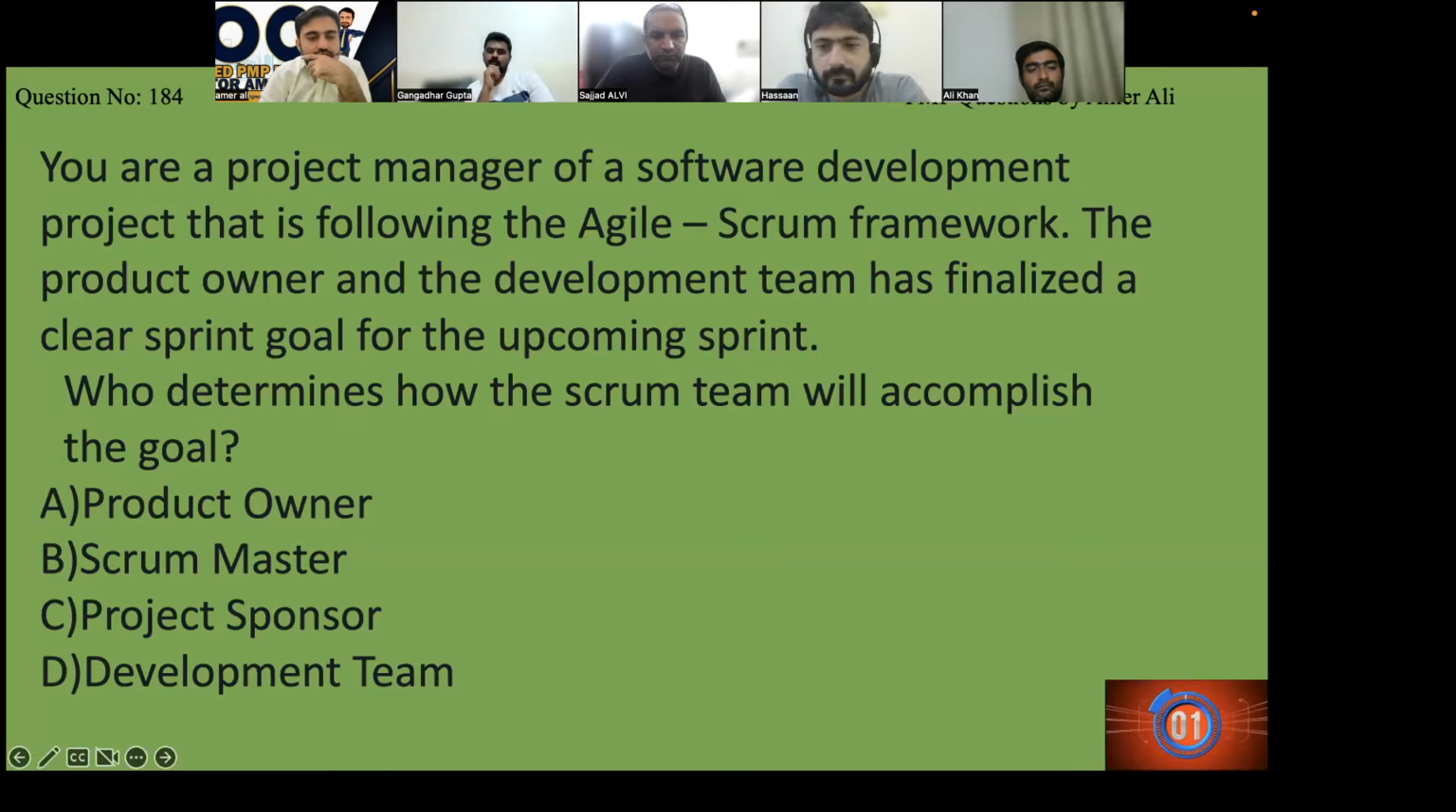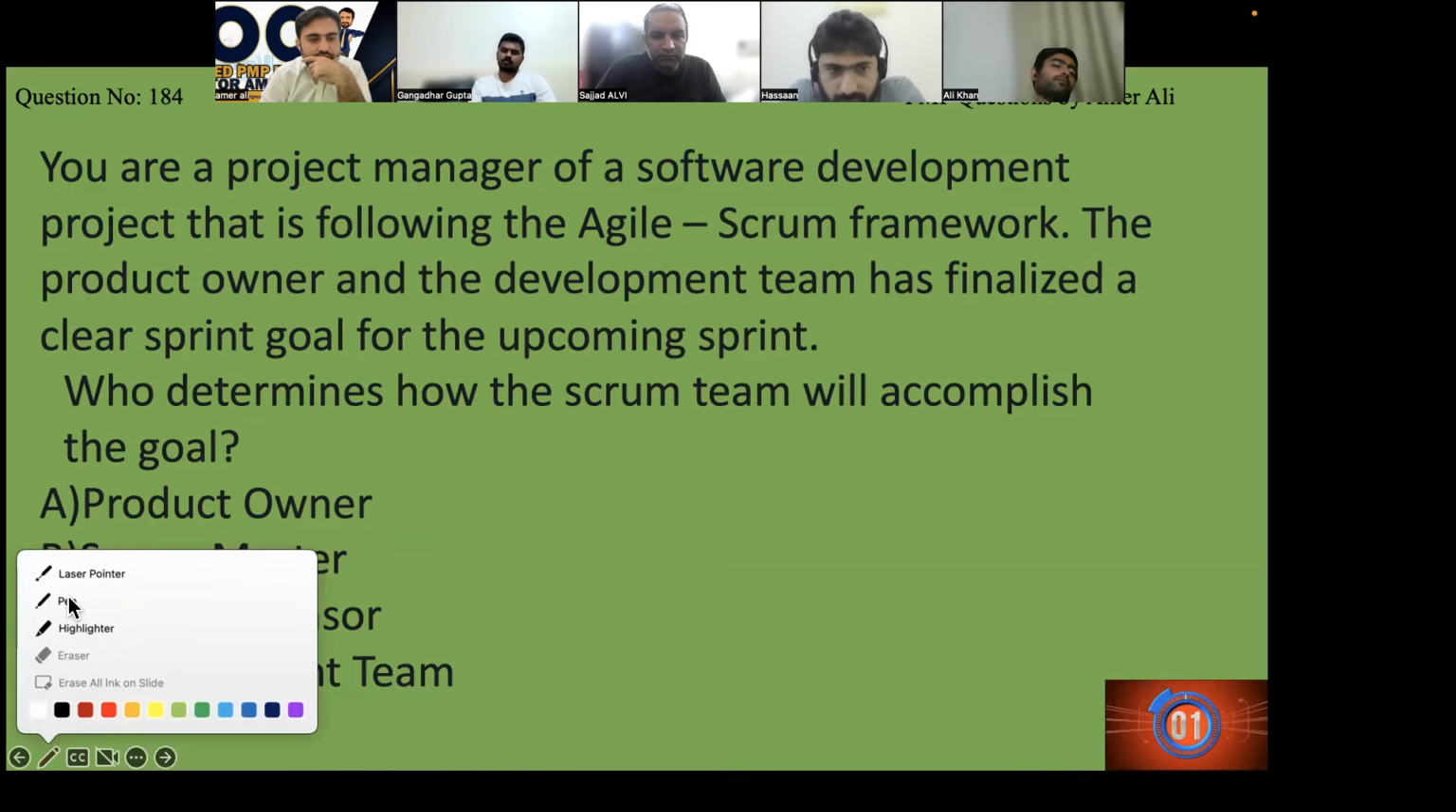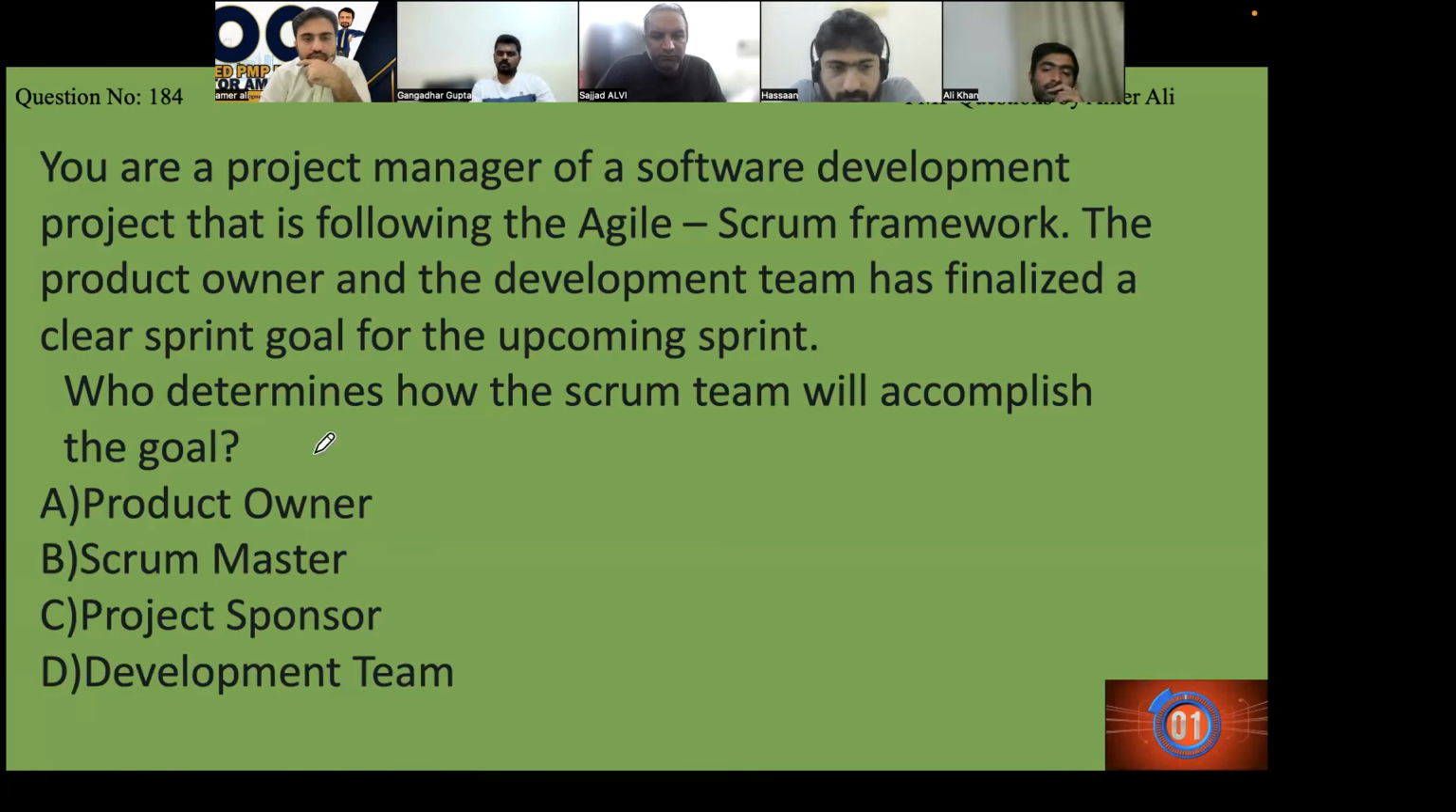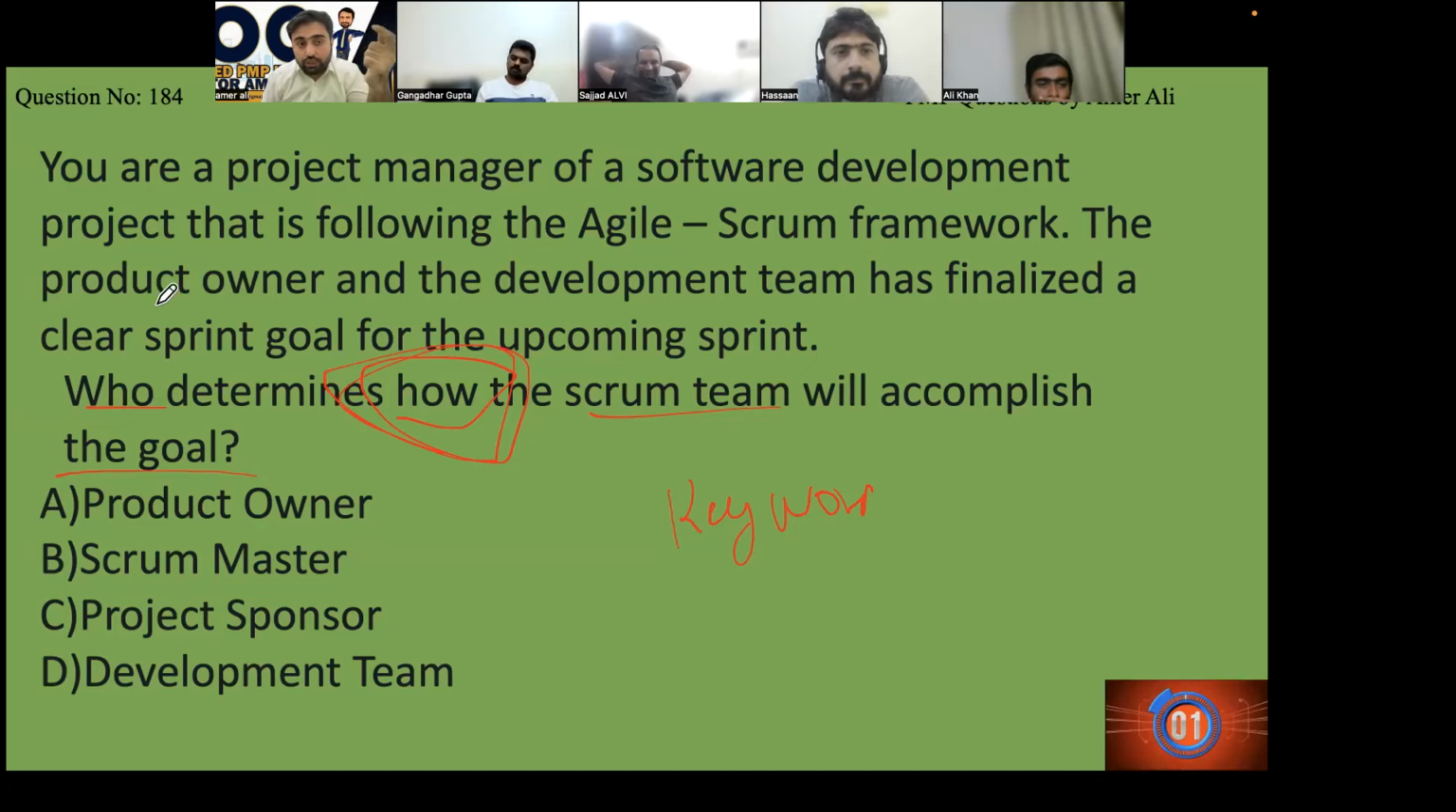Okay, who determines the new Scrum? Who determines how? Keyword: how. Very important thing. Read the last line. Identify keywords. How the Scrum team will accomplish the goal. Okay, how we will do something.